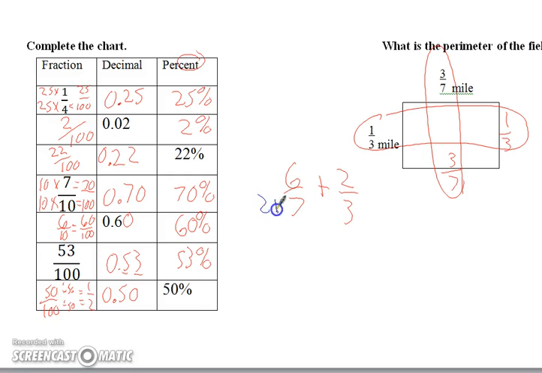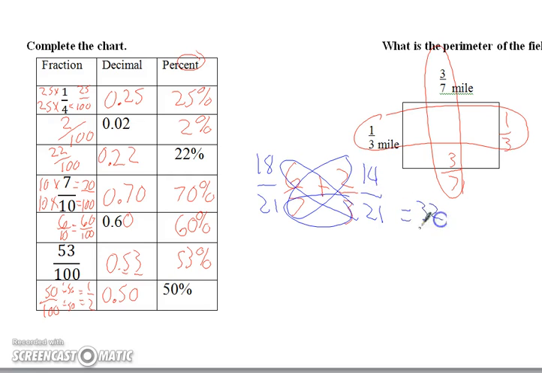So I'm going to cross multiply butterfly. I had 7 times 3 for 21, 6 times 3 for 18, 2 times 7 for 14. 18 plus 14 is 32 over 21. I'm going to need to divide it. 21 into 32, subtract, I got 11. So it equals 1 and 11/21.